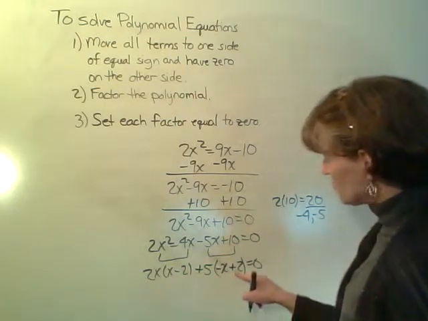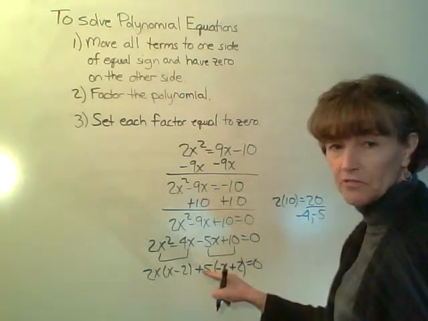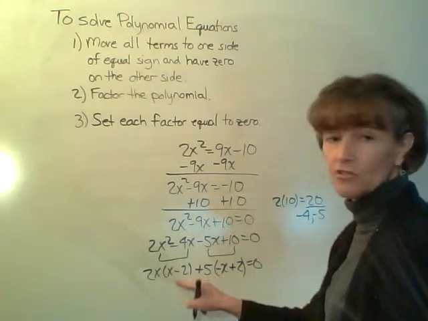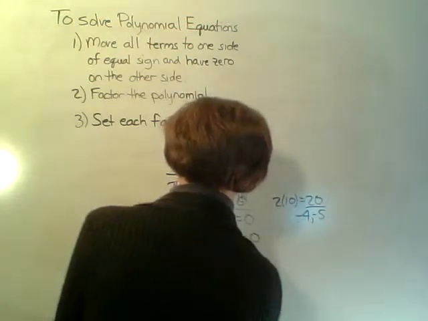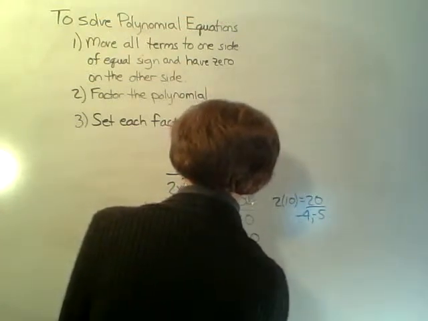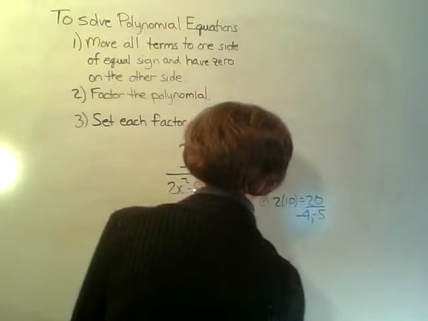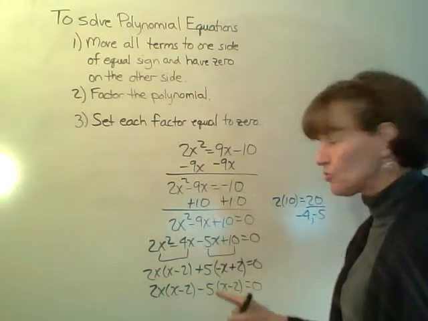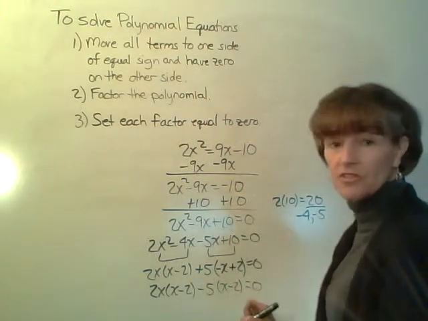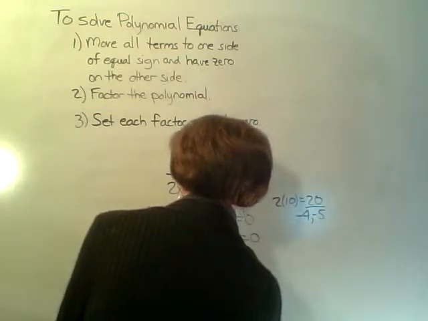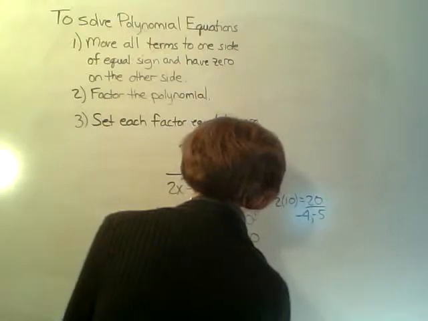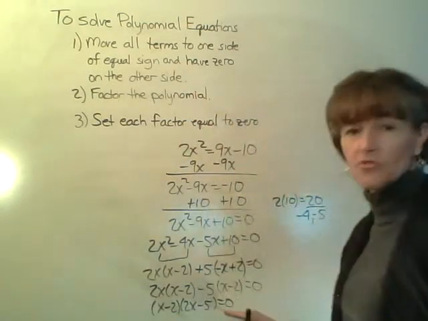So I'm going to take this one and factor a negative sign out and put it over here and rewrite it so that it looks just like this one. So I have 2x times x minus 2 minus 5 times x minus 2 equals 0. Now both terms are exactly alike, and I can proceed to factor. So I'm going to factor out the x minus 2. I'll have 2x minus 5 left equals 0.